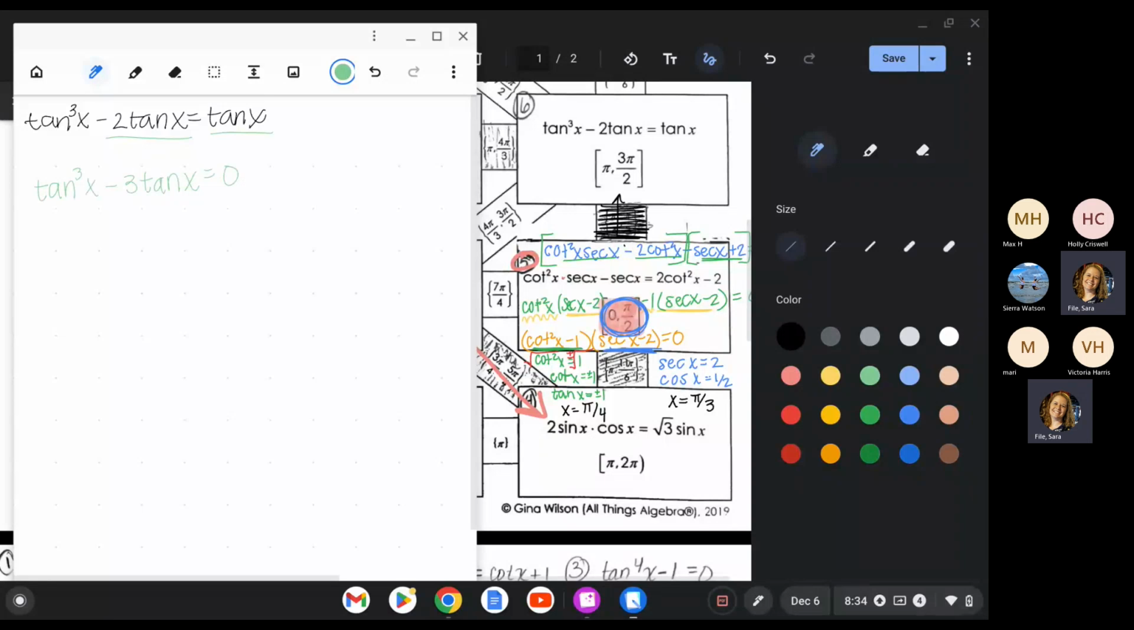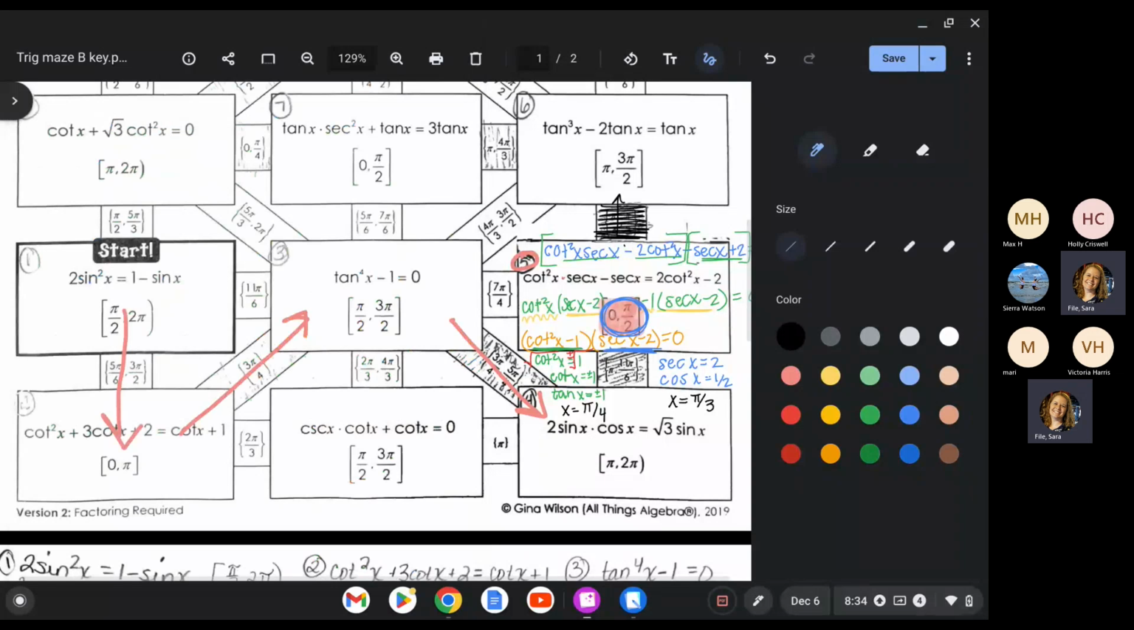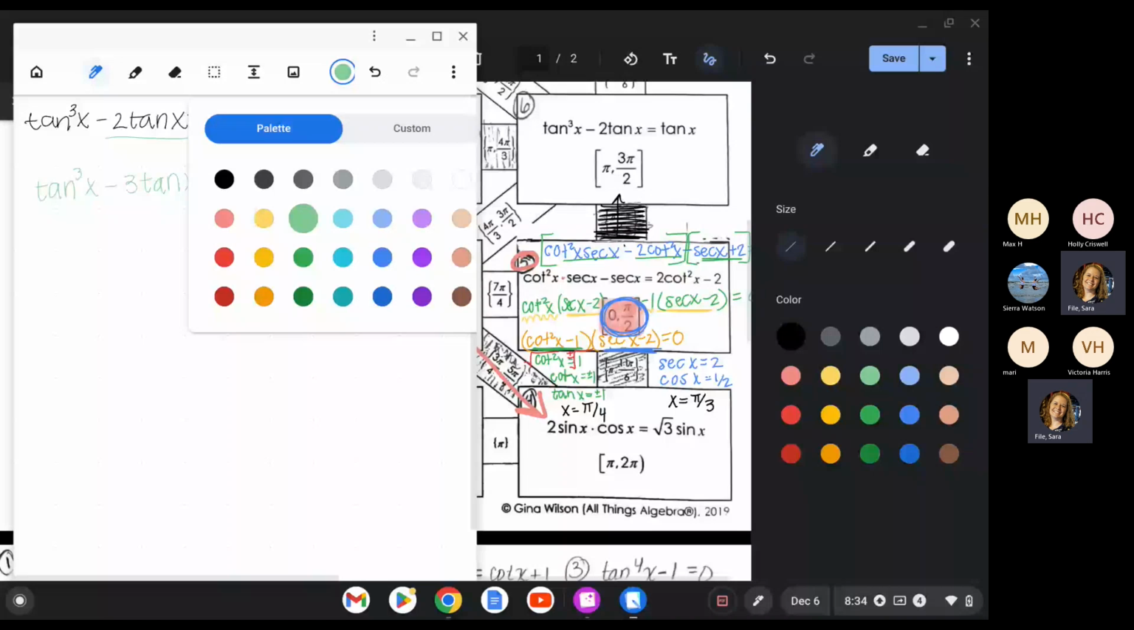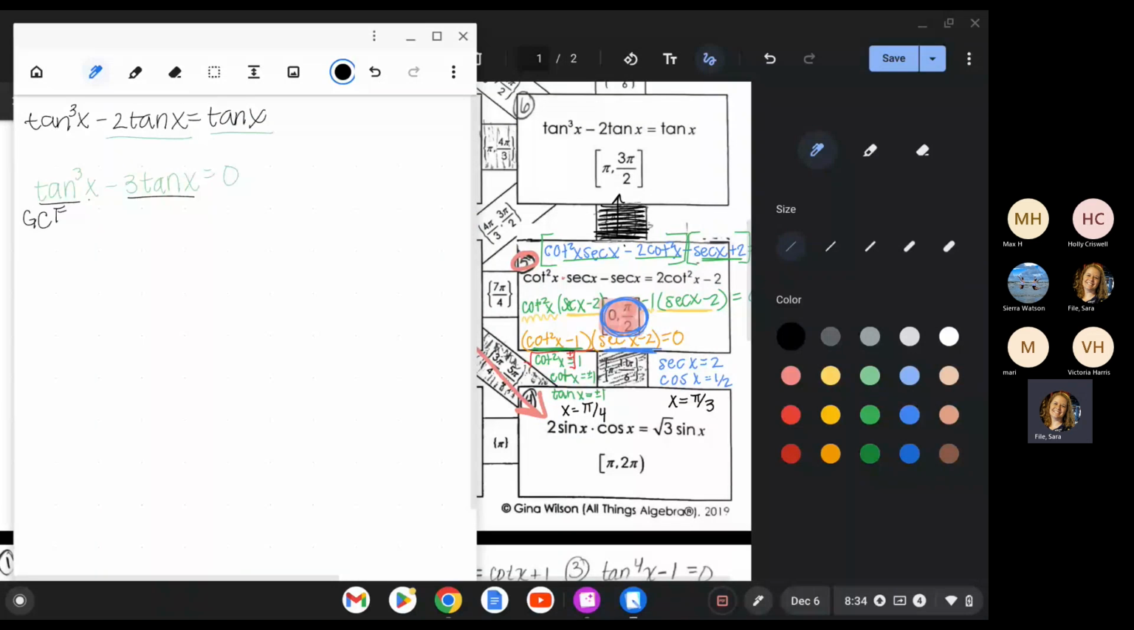And this one, oops, I did it again. I keep accidentally clicking on that toolbar. I'm going to do GCF factoring because both of those terms have tangent of x that I can factor out. So when I factor that out of the first term, I'm left with tangent squared. Here, that would be left with just the -3.